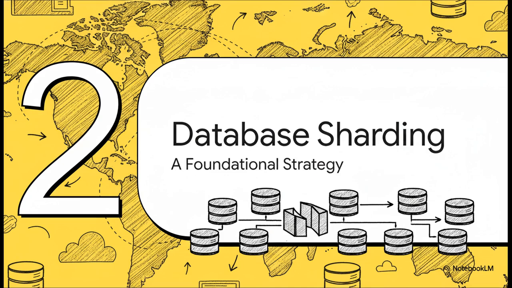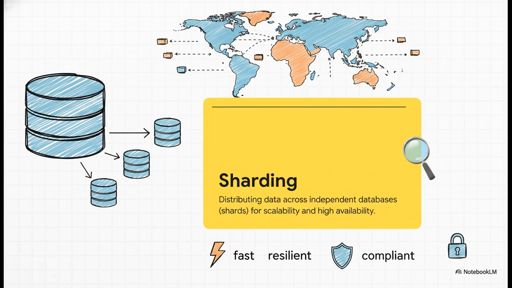So how on earth do you even begin to solve this? Well, the first, and I mean the most foundational step, is a strategy called sharding. And believe me, this is the architectural key that unlocks absolutely everything else. To put it really simply, sharding just means you stop trying to cram everything into one giant monster database. It's just not going to work. Instead, you break it up into smaller, much more manageable, independent pieces. We call these shards. Think of it like this. Instead of having one massive central library for the whole country, you create a network of smaller, specialized local branches. It's just way more efficient.